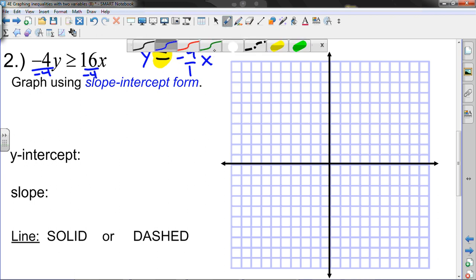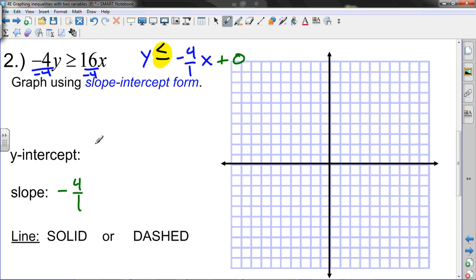Now notice there is no b value. Okay, so my slope is negative 4 over 1. My y-intercept is 0, 0. So there's a point. It is included. Okay, so it's going to be solid because of the line underneath. So my slope is negative 4 over 1. Okay, down 4 over 1.